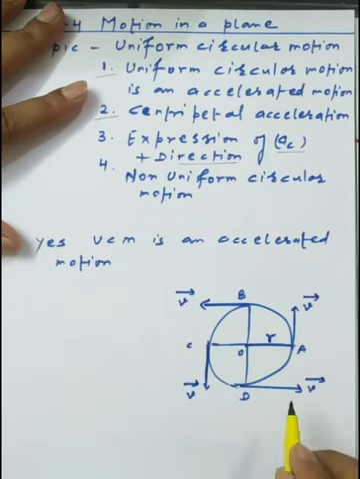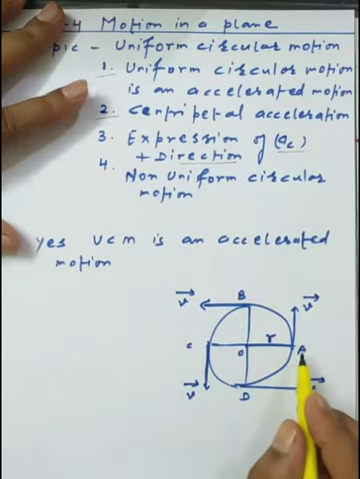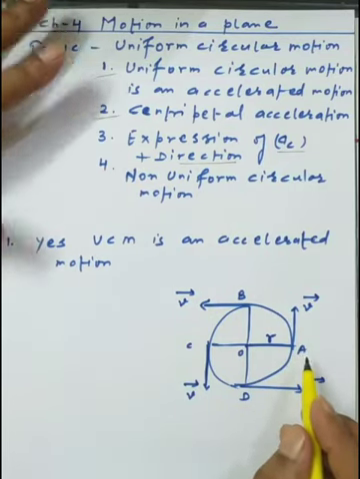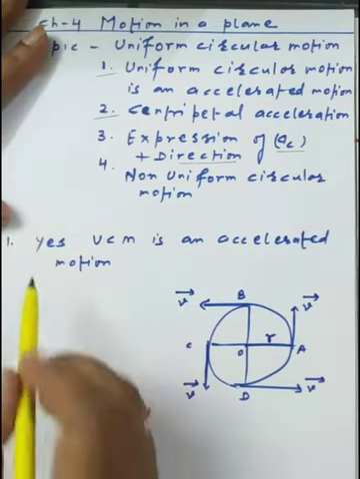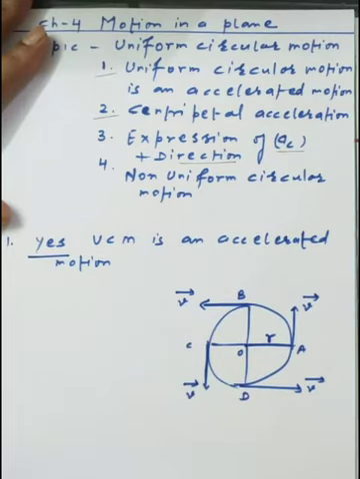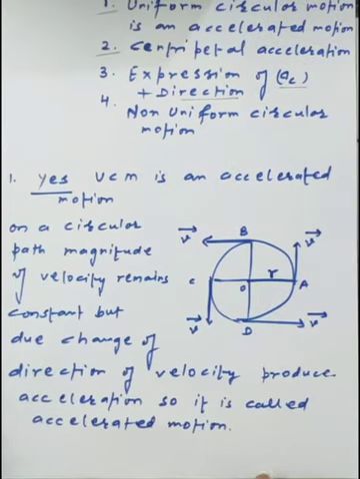So somehow we can say that as the speed is constant, why is it called accelerated motion? The direction of the velocity is continuously changing, so that makes a change in velocity with respect to time. So we can easily say that uniform circular motion is an example of accelerated motion. That's the reason we are raising this question. One general explanation I have given is that on a circular path the magnitude of velocity remains constant, but due to the change of direction of velocity it produces acceleration, so it is called accelerated motion.